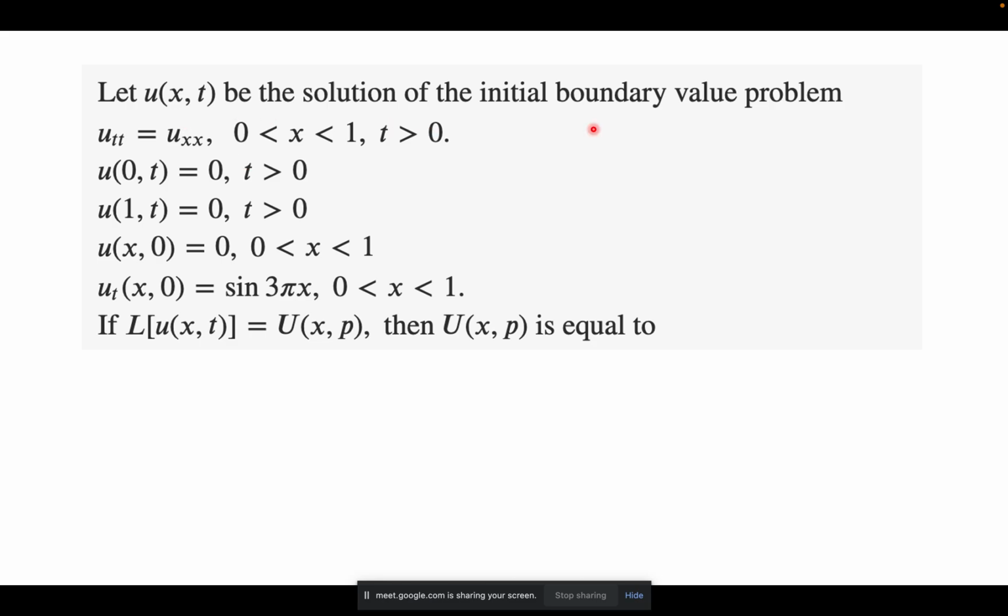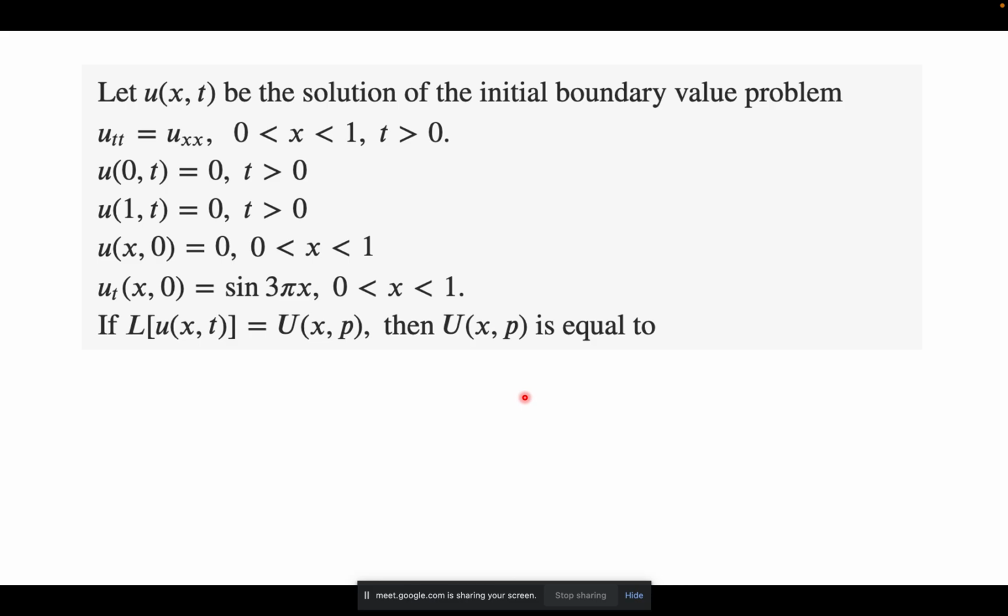So I will just repeat the problem again. You are given some solution u(x,t), and you are given that d square u by dt square is equal to d square u by dx square, and you are given some boundary conditions on u. Then if the Laplace transform of this solution is U_x of p, you need to find what will be the value of U_x of p, which is nothing but the Laplace transform of this given solution. So how to solve this problem? Do you have any idea? Just to get some hint, then I will move forward.